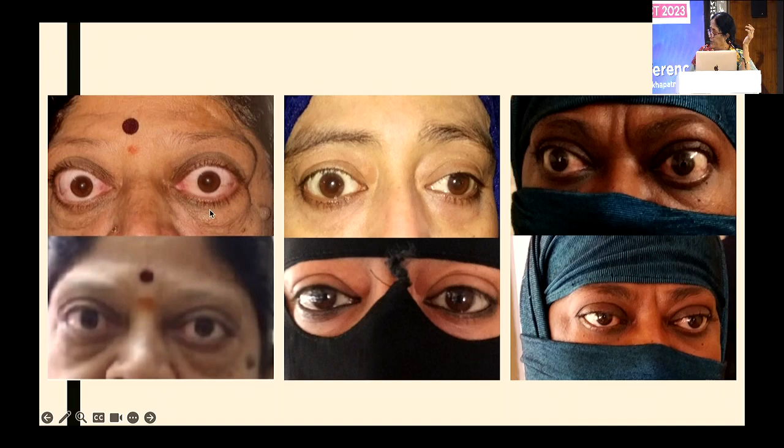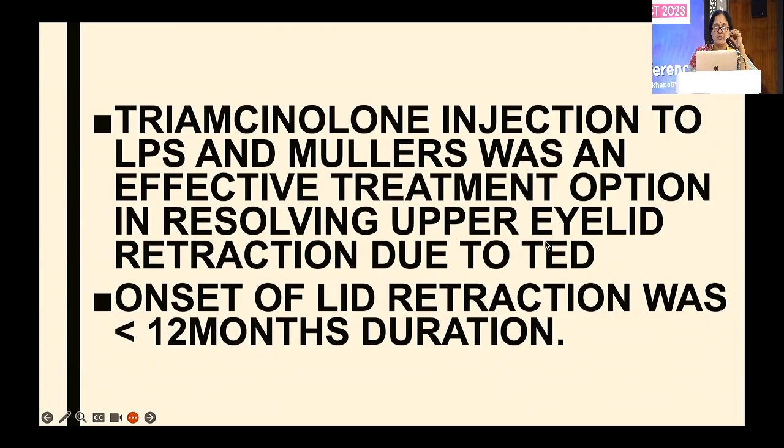You can see the lid retraction and you can see her picture after we have given the triamcinolone. There are 3 pictures here, 3 patients. So this injection into LPS and Muller's we found was a very effective treatment in resolving upper eyelid retraction due to thyroid, and it worked best in people who were not having a TED of more than 12 months duration.